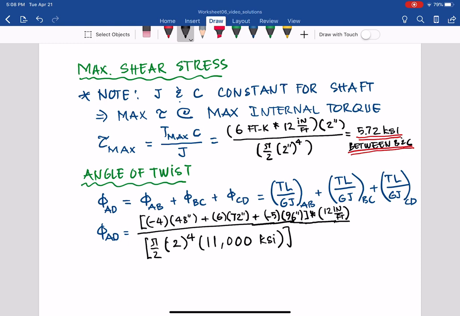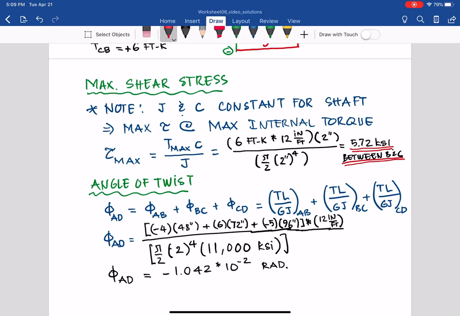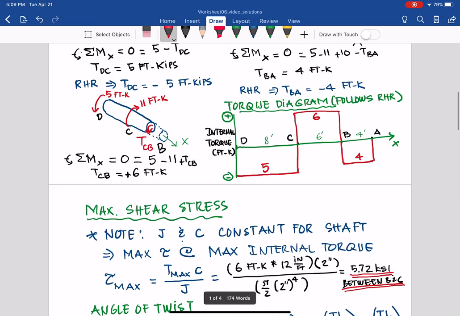From that, we can have phi AD equal to -1.042 times 10 to the power -2, and the angle has to be in radians. The angle has to be radians, and as you can see, it should be a very small angle, and that is the answer for part C in this question. Answer. So very small, and what does negative mean?